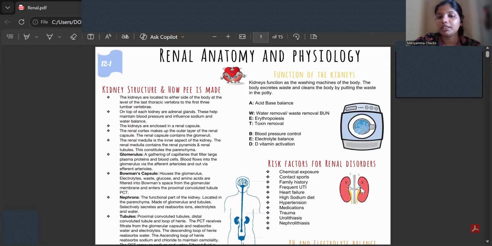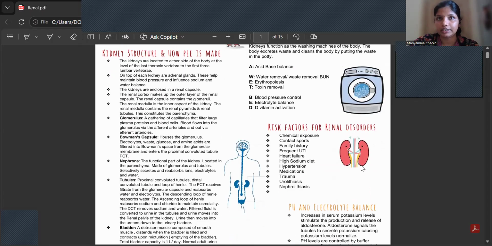Then electrolyte imbalance with vitamin D activation. When vitamin D is not activated, there is a loss of minerals and vitamin deficiency, which may affect our bones also.